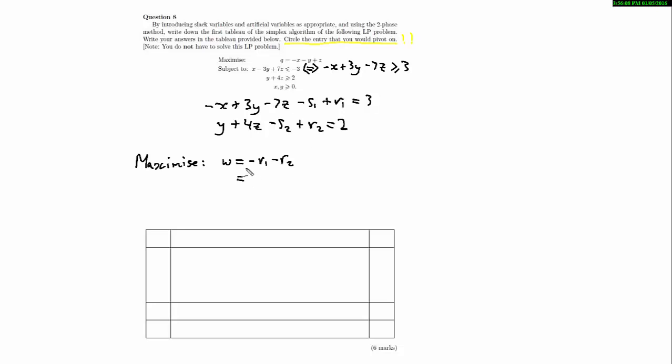So now we can rewrite what w is by substituting r1 and r2 in here. So that gives us minus x, and now we have plus 3y plus y equals plus 4y, minus 7z plus 4z equals minus 3z, minus s1 minus s2, and then minus 3 minus 2 equals minus 5. Okay, so now we can start putting entries into this tableau. Firstly we'll write in all the variables we need.